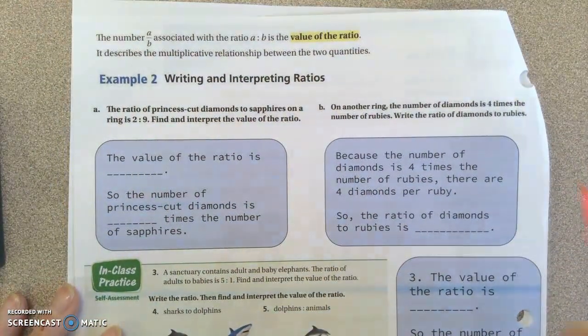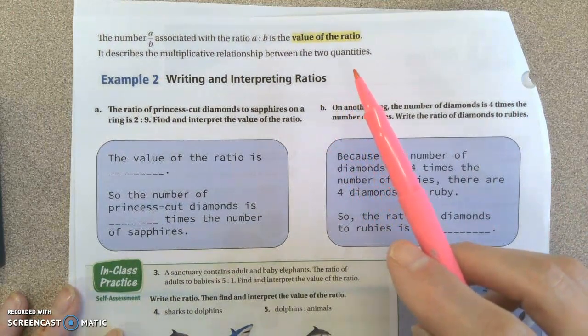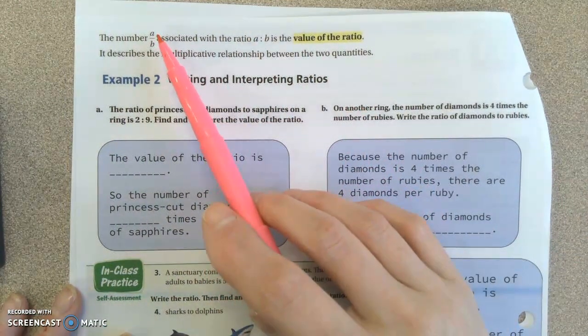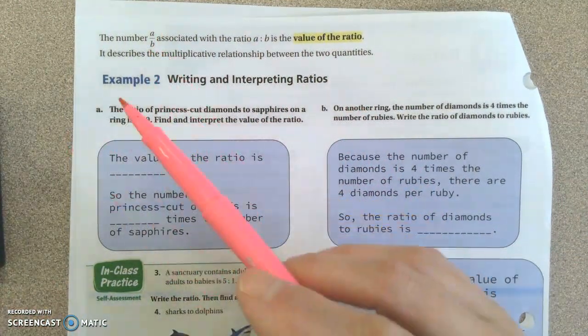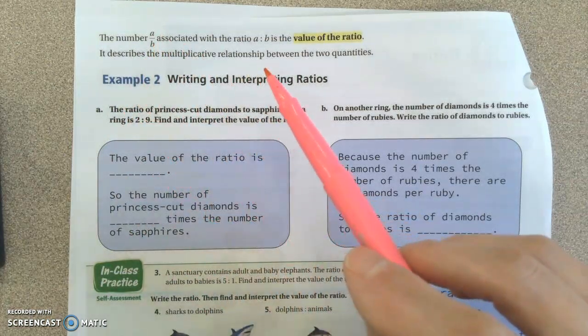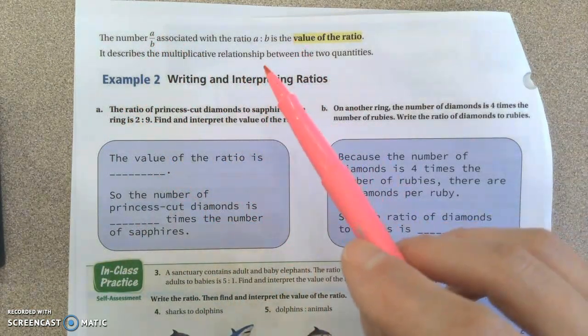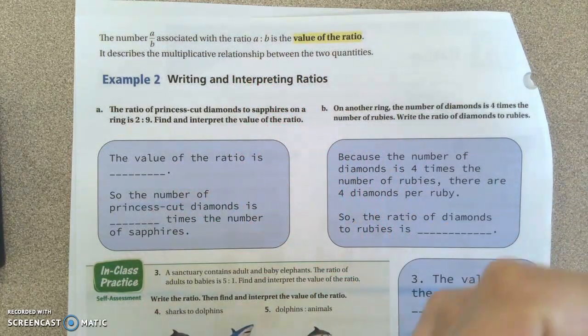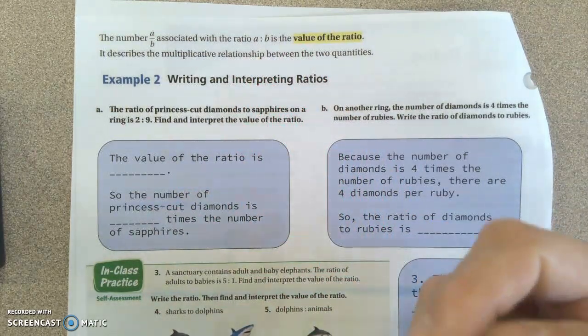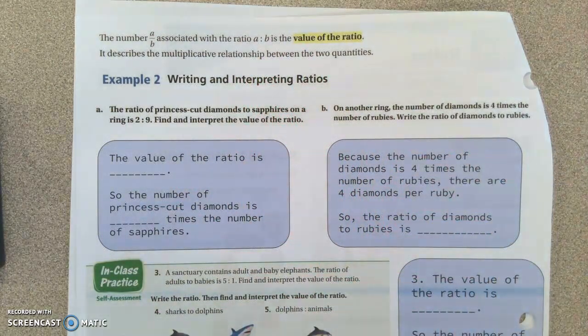Okay, we also have what is called the value of the ratio. So here we have A over B, so it's really the ratio written as a fraction, and that tells us the value of the ratio A to B. Okay, it describes the multiplicative relationship between two quantities. So really we're taking that, writing it as a fraction.